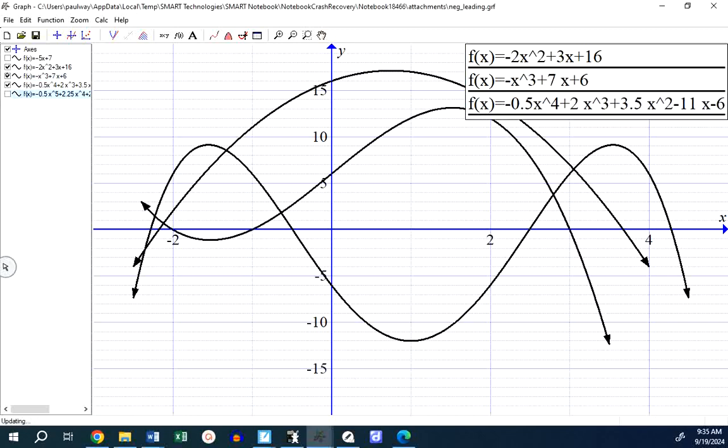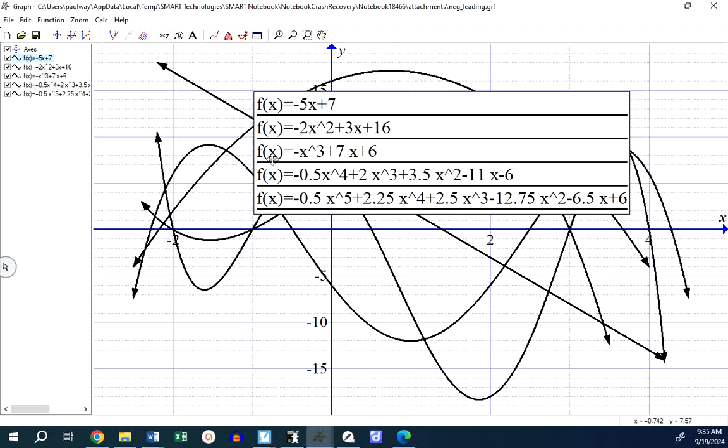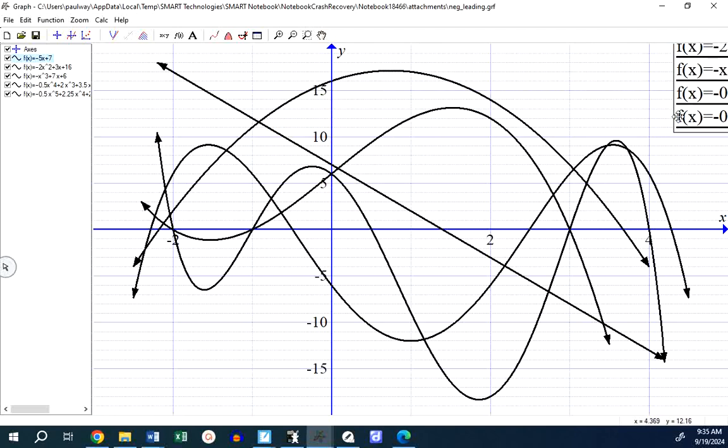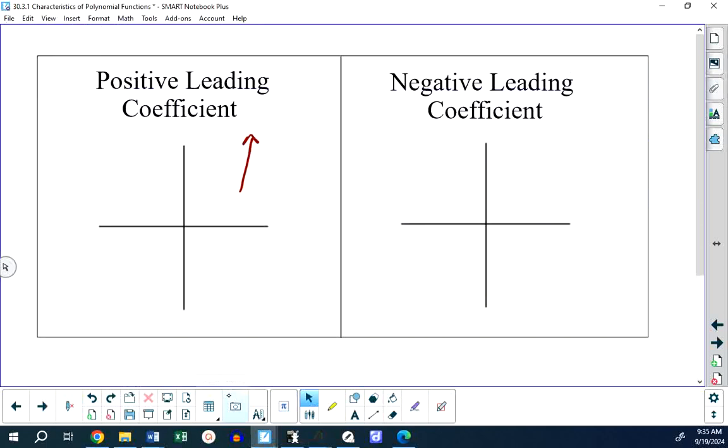Here are 5 with, you can see I've got negative in front of the leading coefficient here. 5 with negative leading coefficients. And the left side is just all over the place because it depends on the evenness or the oddness. But the right side has all of these lines pointing down, all of these curves pointing down. Which means if the leading coefficient is negative, all that tells us is the end behavior on the right is negative.